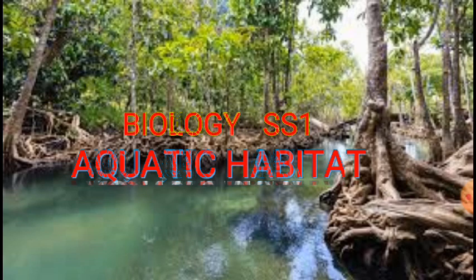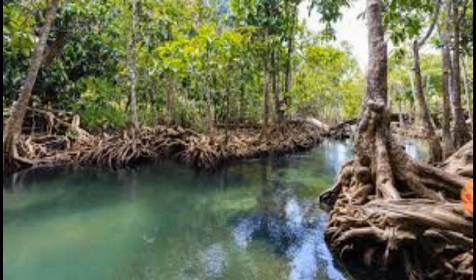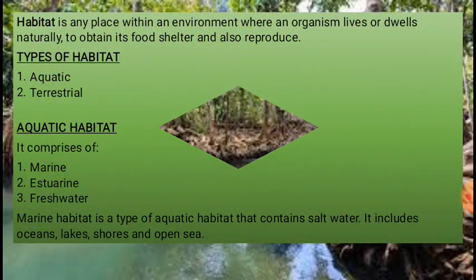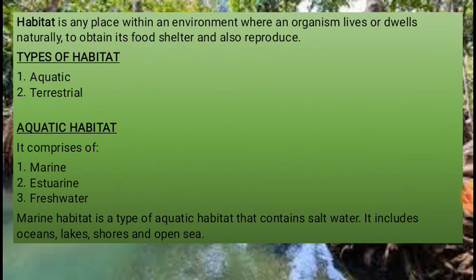Now, before we get to aquatic habitat, we would like to explain what a habitat is and the types of habitat. Habitat is any place within an environment where an organism lives or dwells naturally to obtain its food, shelter, and also reproduce.